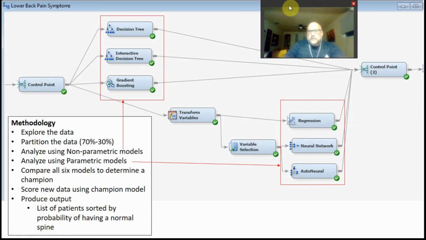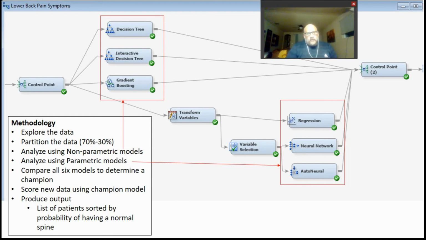Just real quick before we go into the system, the methodology was to explore the data, which you saw that I did in the prior slide, a little bit of that. Partition the data 70-30. The first part is analyzed using non-parametric models: a decision tree, an interactive decision tree, an automatic decision tree, and gradient boosting. Then transform the variables to get them ready for regression analysis. Conduct variable selection to do the neural network and an automated neural network. And then compare all 6 models to determine a champion.